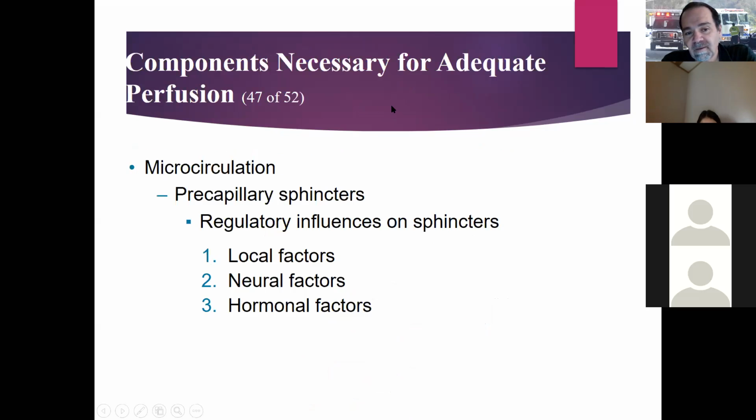Okay. We have precapillary sphincters. Regulatory influences on the sphincters are local factors like temperature. Neural factors would be your nervous system, controlling the diameter of the sphincters or the capillaries. And hormonal factors would be another one. So there are 3 different mechanisms to control those sphincters: local factors, which is temperature; neural factors, which is basically nerve impulses; and hormonal factors.